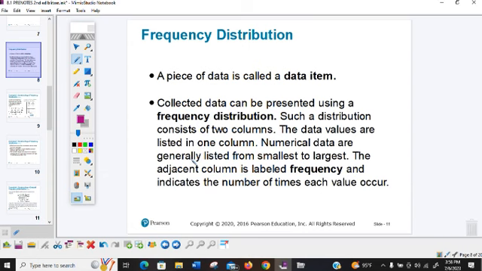If you ever took the ACT, the science part is mostly all charts and data. Most students just look at that and don't read the actual text until they can't find their answer in those charts and that data. So it's just one way to make it easier for people to draw conclusions. Okay, so a piece of data is called a data item. We're going to collect it into a frequency distribution.